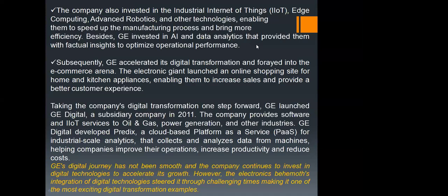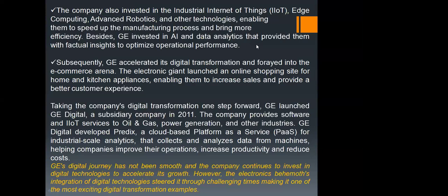The electronic giant launched an online shopping site for different electronic gadgets, home and kitchen appliances, enabling them to increase the sales and provide a better customer experience. So taking the company's digital transformation one step forward, GE then launched GE Digital, a subsidiary company which provides software and industrial IoT services to oil and gas industry, power generation, and some other industries.